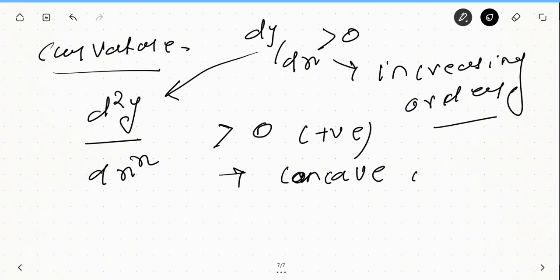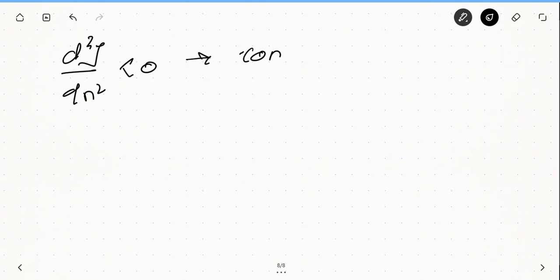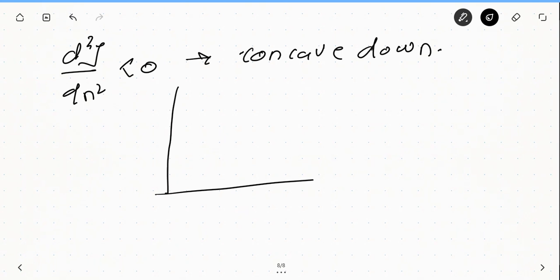Concave up means this one. This particular curve, concave up. Understood? Concave up. Now if the curvature d2y over dx2 comes to be less than 0, it will be concave down. We will say it will be concave down, meaning this particular curve.